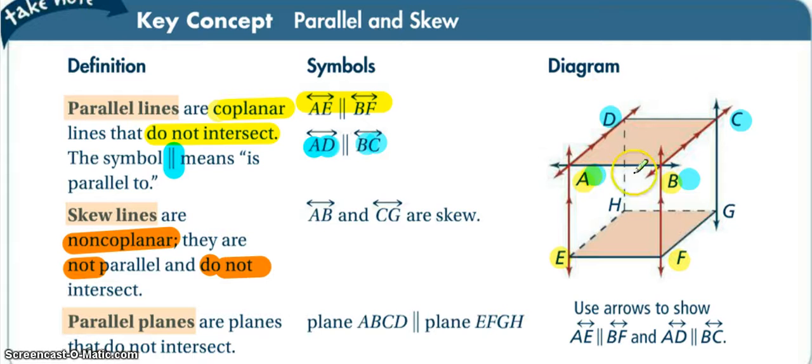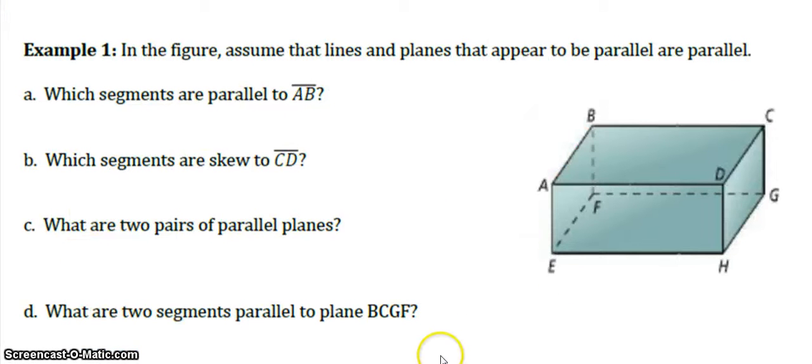So here we have the plane ABCD and the plane EFGH parallel to each other. Go ahead and try this example in finding parallel and skew lines and planes. So if we look for segments parallel to AB, we can look in the same plane for the segment CD, or we can look in a different plane like EF or GH, and actually depending on which way you look depends on what plane they're in.